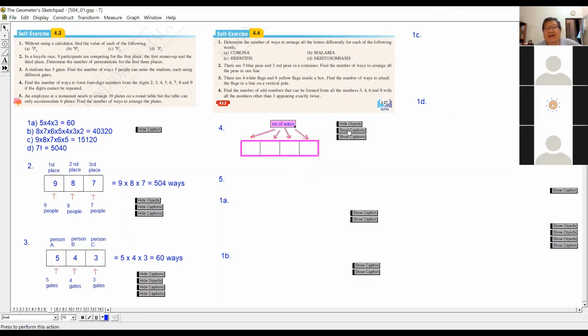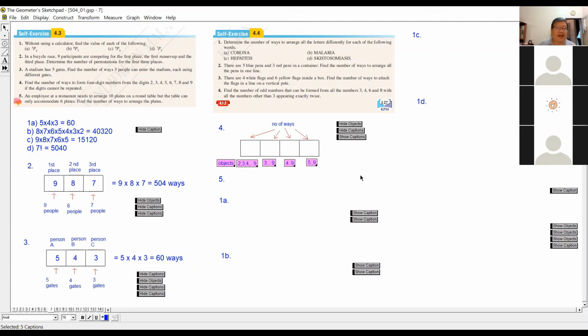How many ways can the first box be filled up, this first box? 8. I have only 8 numbers: 2, 3, 4, 5, 6, 7, 8, 9. Correct. So 8 ways of filling the first box. Then the next box, how many ways? 7.